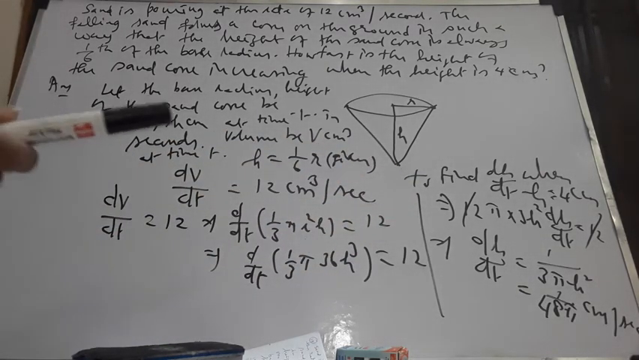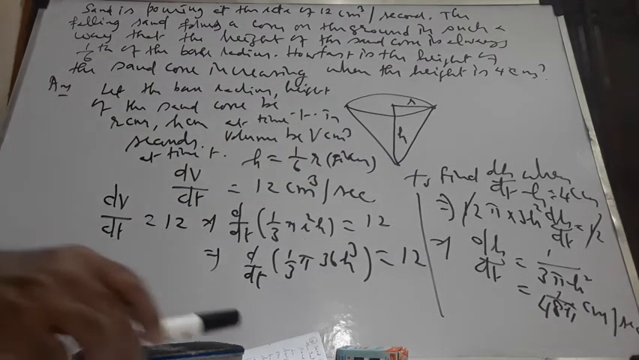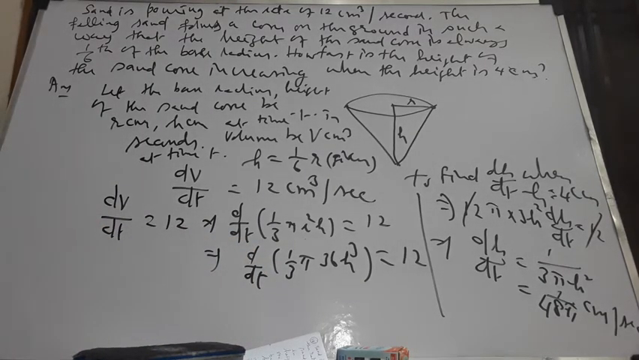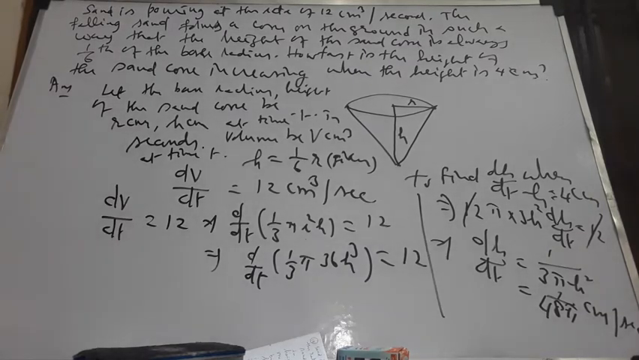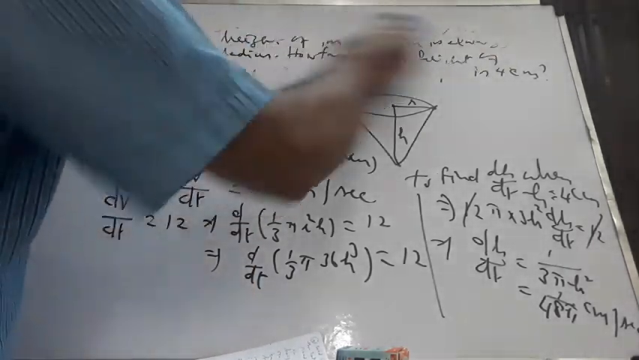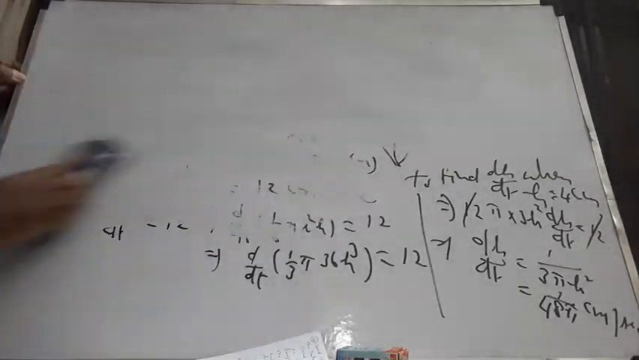Now dh by dt is 1 by 3 pi h square. H is 4. 3 into 16 happens to be 48. So 1 by 48 pi centimeter per second. Therefore, the height of the sand cone is increasing at the rate of 1 by 48 pi centimeter per second when h is equal to 4 centimeters. That's what I am supposed to finally give as the conclusion. I think it is clear. This sum is different, therefore I wanted to do it as a separate video.